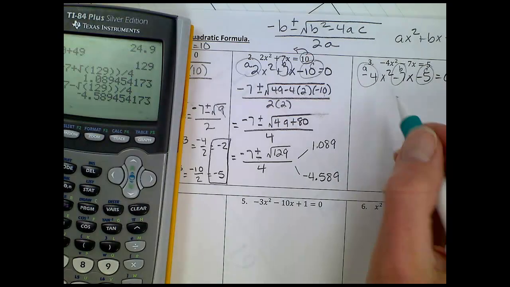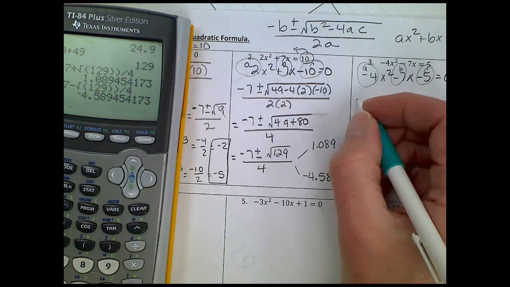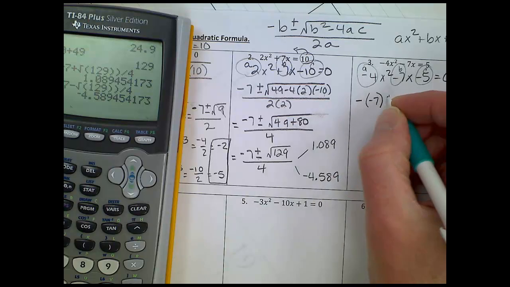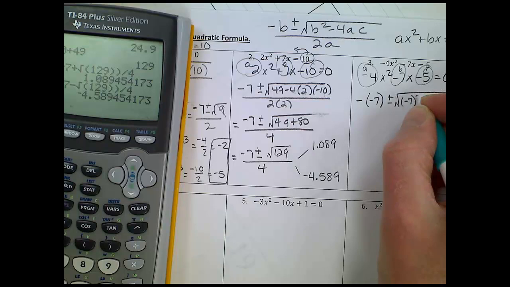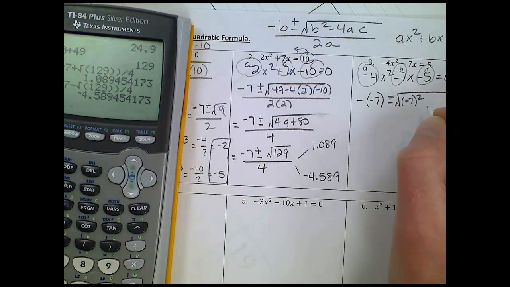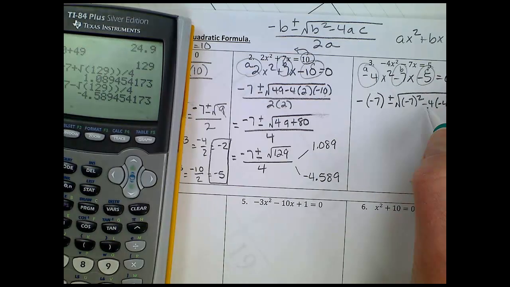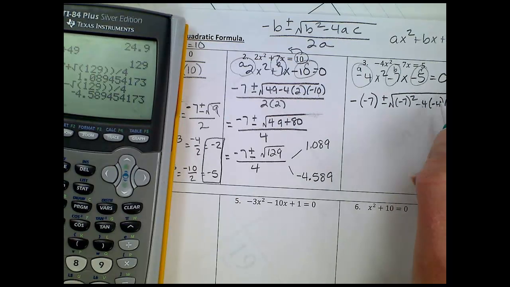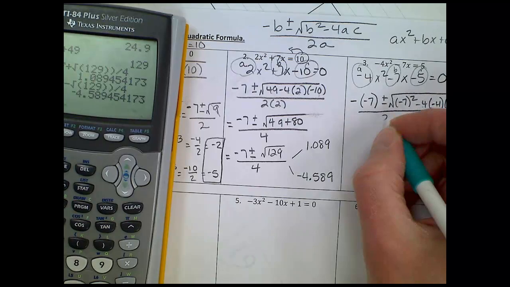Now, when you do negative B, you're going to have a double negative here. That's from your formula, and then you plug in negative 7. Plus minus square root of negative 7 squared. Make sure you use your parentheses here. Minus 4 times A times C. When you do that, you have negative 4, because you have minus 4, times A, negative 4, times C, negative 5. All over 2A. So all over 2 times negative 4.